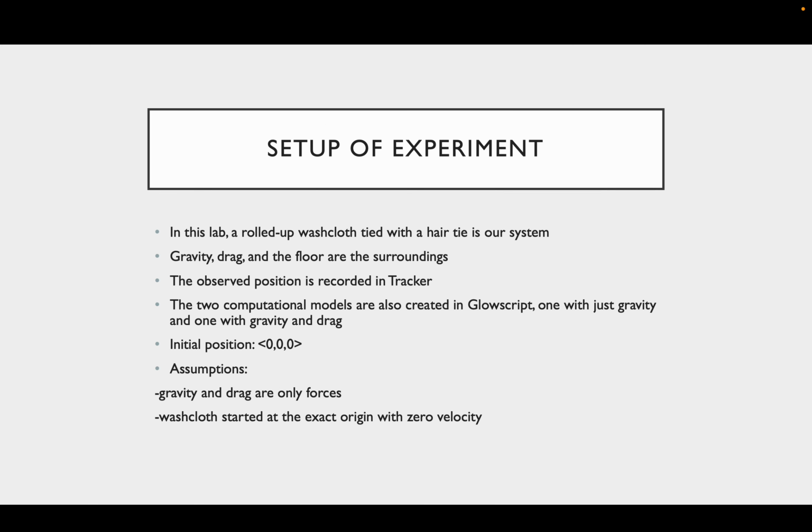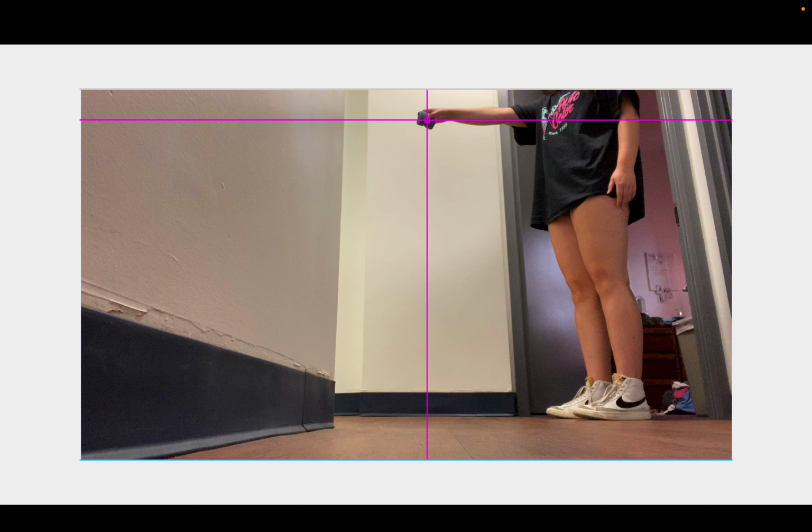And the setup of the experiment: in this lab, a rolled up washcloth was tied together with a hair tie, and that is our system. Gravity, drag, and the floor are our surroundings, along with the air. The observed position is recorded in Tracker. The two computational models are also created in GlowScript, one with just gravity and one with gravity and drag. Our initial position is 0x, 0y, and 0z. Our assumptions are that gravity and drag are the only forces and that the washcloth started at the exact origin with zero velocity.